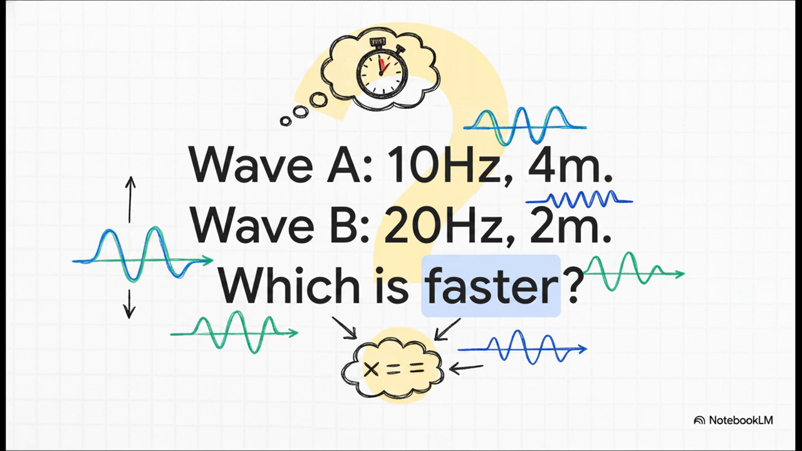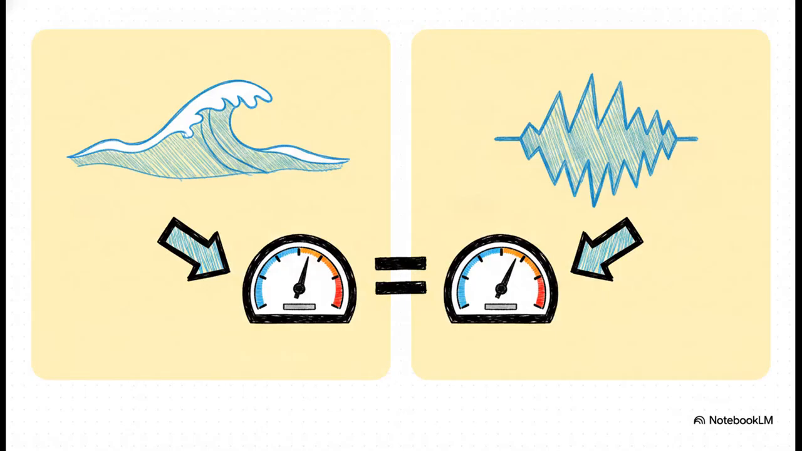Do you remember how to find wave speed? Well, let's compare the two equations side by side to reveal the surprise here. To calculate wave speed, you just multiply frequency by wavelength. For wave A, 10 times 4 equals 40 meters per second. But for wave B, 20 times 2 also equals 40 meters per second. So as it turns out, both waves actually travel at the exact same speed.